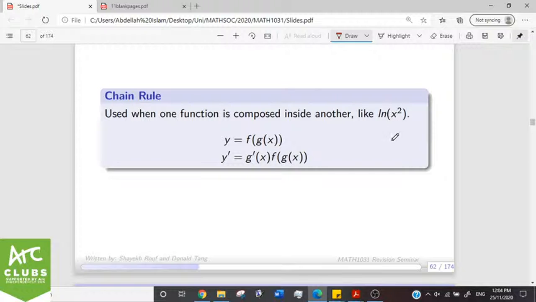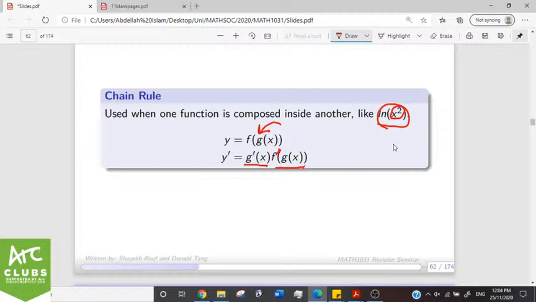We can also do something called the chain rule, where we have some function inside of a larger function. It'll look like f of g of x, for example. Then when we differentiate, we need to take the derivative of the inside function and multiply it by the derivative of the outside function.